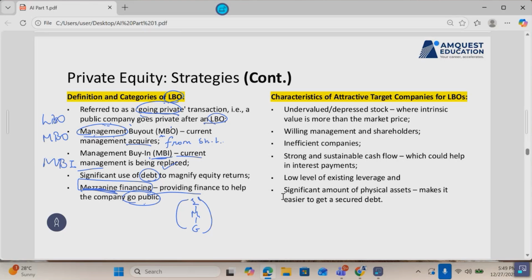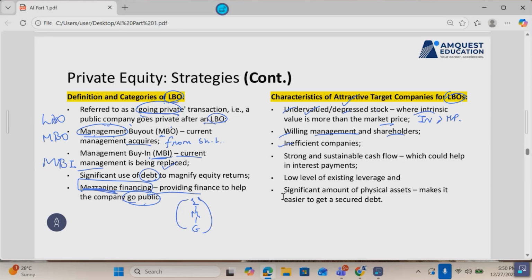Confidence होना चाहिए कि भाई company will do well, right? So you have to ensure that if you are looking for LBO, you need it to be very attractive. You want the stock to be quite undervalued. You want the stock to be depressed. You want the value of the stock to be much more. ये नहीं कि market price बहुत ज़्यादा है. The IV should be much greater than market price. Therefore, there's a potential. You want the people to be willing to work with you.